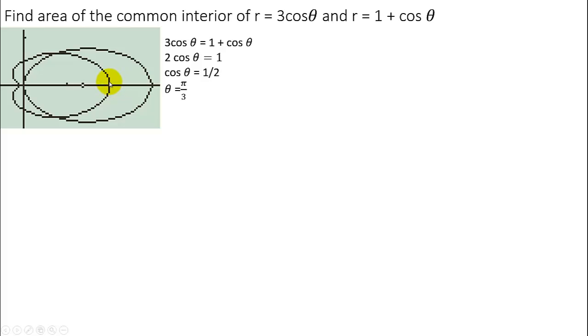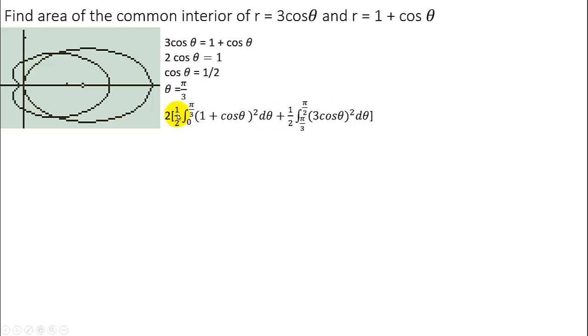So we can go from 0 to pi over 3 on the cardioid, and then pi over 3 to pi over 2 on the circle, but that would only be half of the area, and then we can just double that area that we find. So here's doubling 1/2 from 0 to pi over 3 of the cardioid, and then plus from pi over 3 to pi over 2 of the circle, and we have the 1/2 r squared.